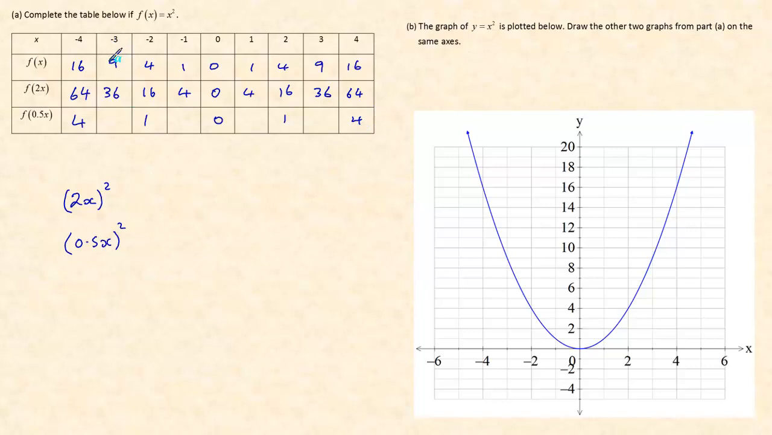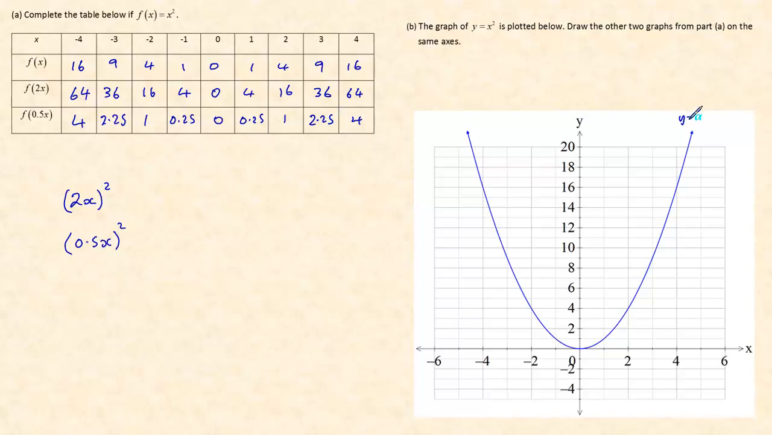Now if we substitute in the negative 3, half of that is 1.5, and if we square that, we get 2.25, so that's 2.25. And this one's going to be 0.25. So 0.25 and 2.25.